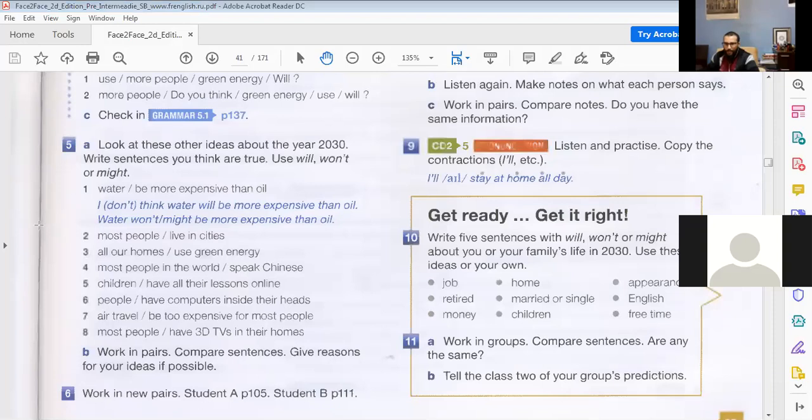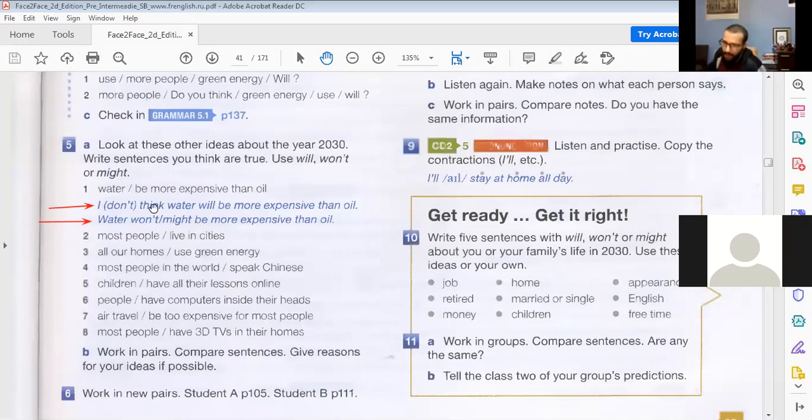But another person is saying here, water might be more expensive than oil. So you can say might be, might become. You can also use this. If you're sure of your prediction, you can say, I think water won't be more expensive than oil. My point is you can do it any way you want. It depends on what you really believe. This is the point here.